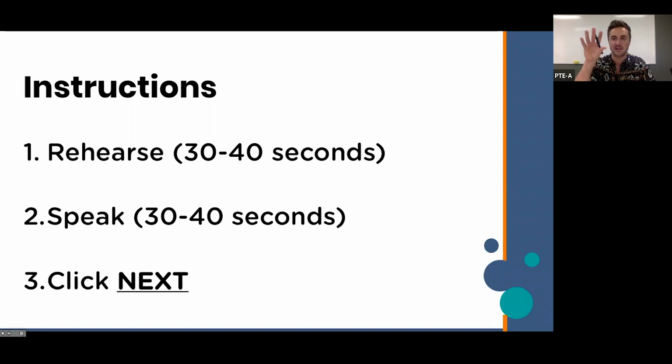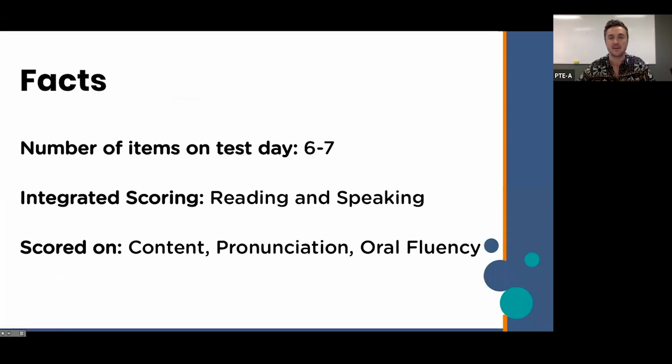Then when the recording device opens, that is, it begins to record you, you need to speak as clearly and as naturally as you possibly can before then clicking next and going to the next one. There are a few facts you should understand about this particular task. That is, on test day, you're going to get 6 or 7 read aloud paragraphs. It has, as I mentioned before, integrated scoring, so it contributes points to reading and speaking.